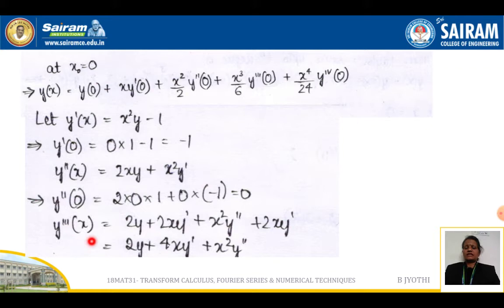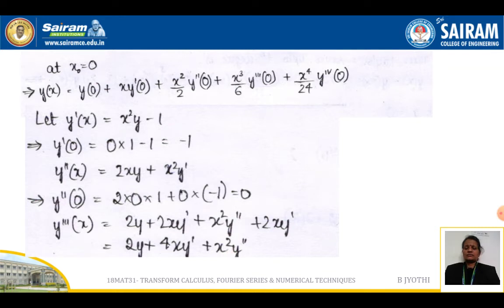Next, y triple dash of x is 2y plus 2x y dash plus x square y double dash plus 2x y dash. Here we have two terms, and each term is a product, so we get 4 terms. In the 4 terms the second and the fourth term are the same, therefore we can add 2xy dash and 2xy dash, which gives us 4xy dash, and the remaining terms are written as they are, that is 2y and x square y double dash. This is y triple dash.